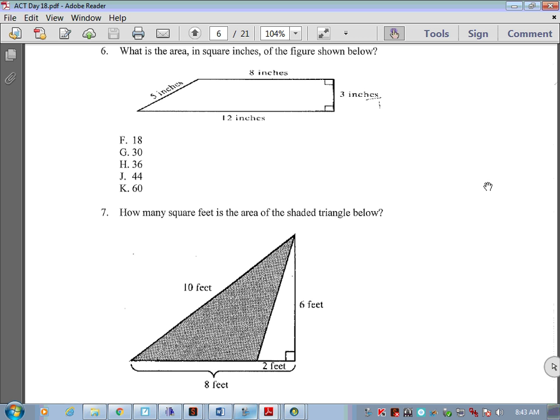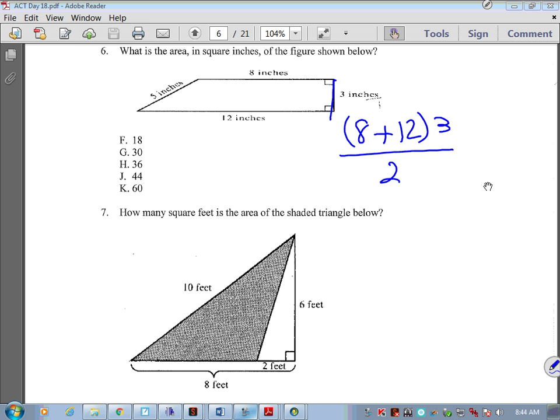The first thing we need to identify is that this is a trapezoid. The formula of a trapezoid is base 1 plus base 2 times the height divided by 2. Base 1 and base 2 are 8 and 12. The height is that length right there, so that's 3, divided by 2.